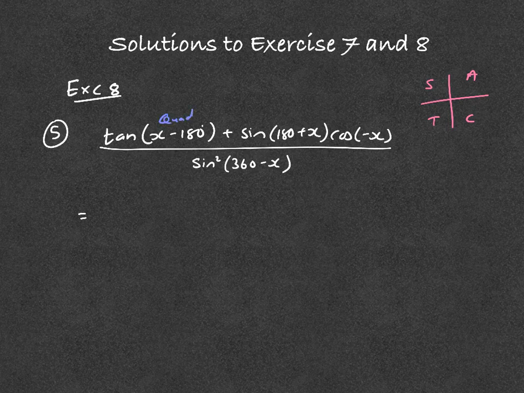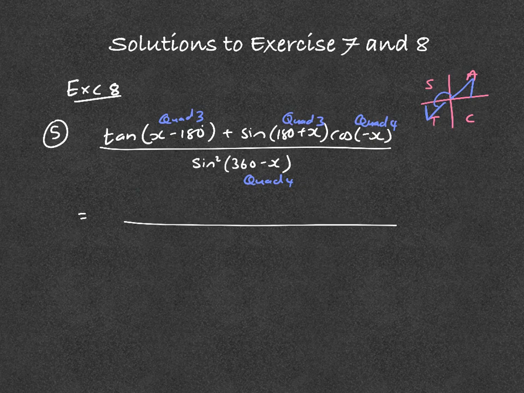Question 5. Tan of x minus 180. X minus 180 is in quadrant 3. 180 plus x is quadrant 3. Minus x is quadrant 4. And 360 minus x is in quadrant 4. So let's go for it. Tan in quadrant 3 is positive, so that's a positive tan x.